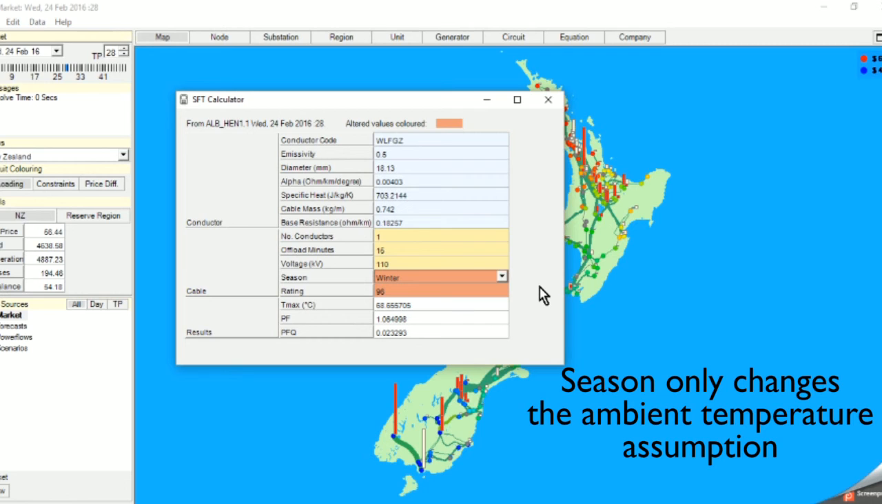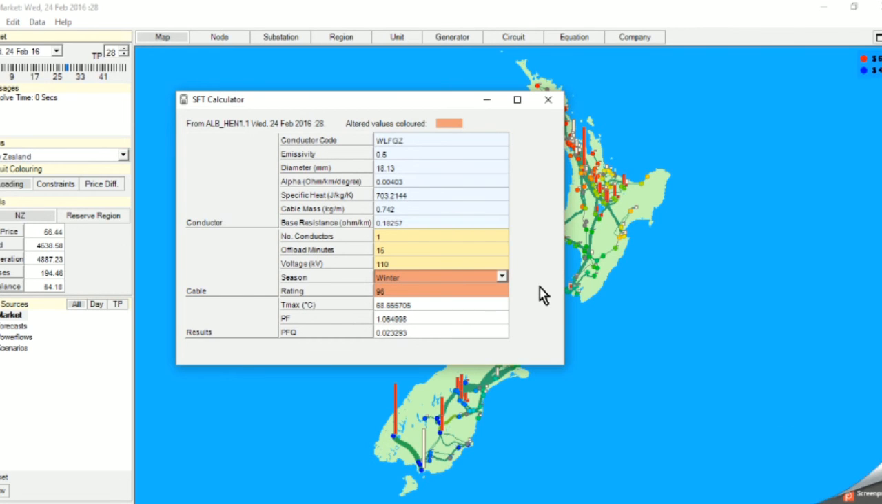So in winter, the temperature is lower, which means at the same rating, the cable does not reach the same Tmax. So given that we can get a Tmax of 80 degrees C on this particular cable, we could see that we have room to increase this rating. 105 megawatt rating in winter.